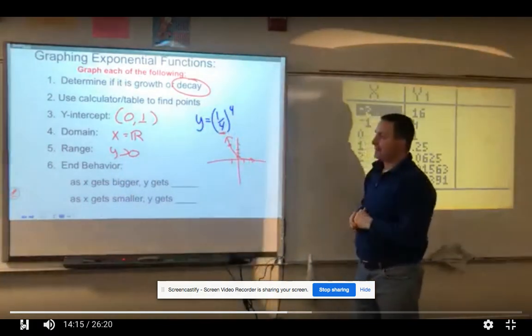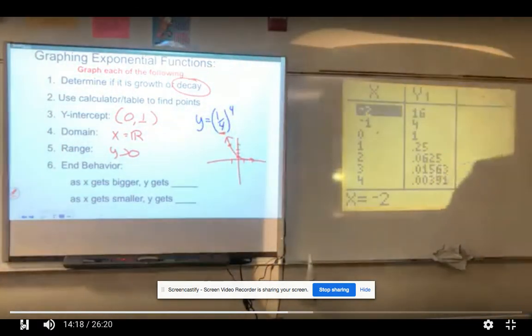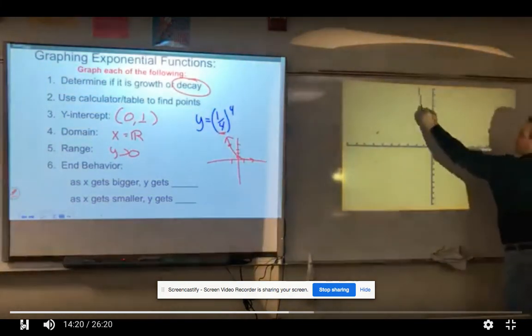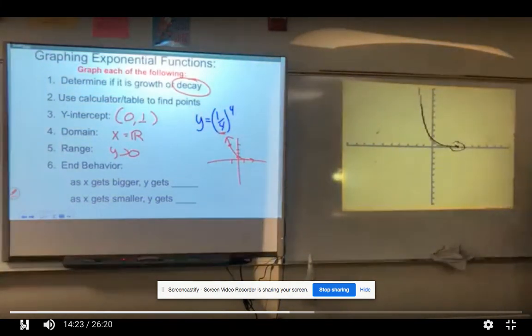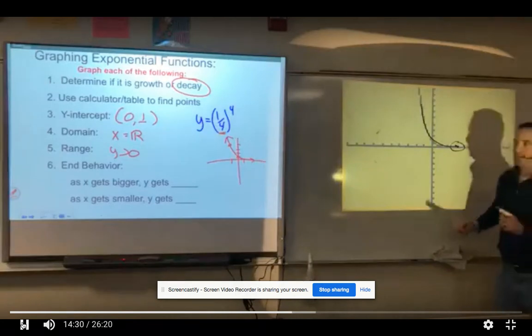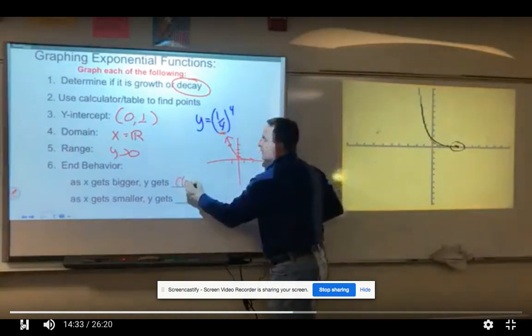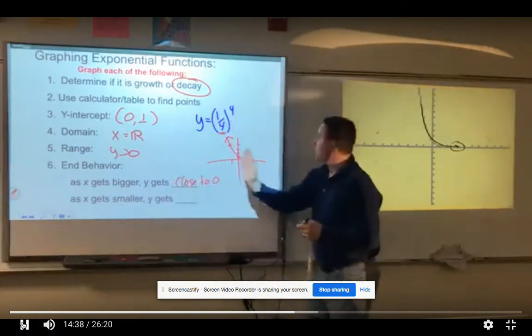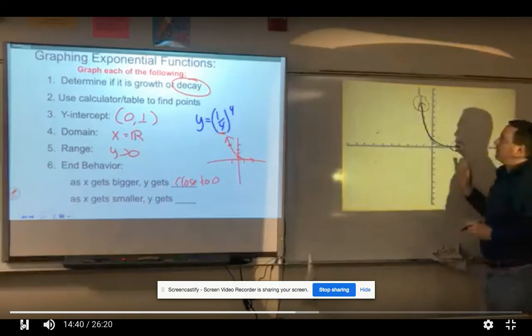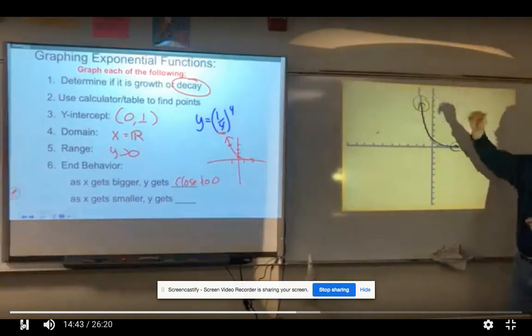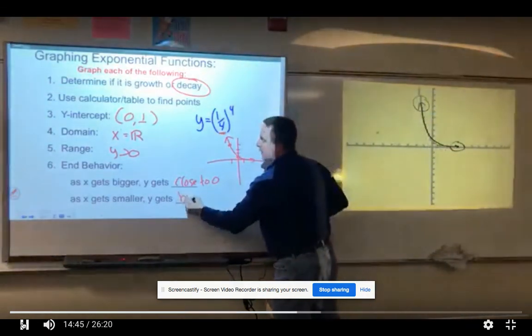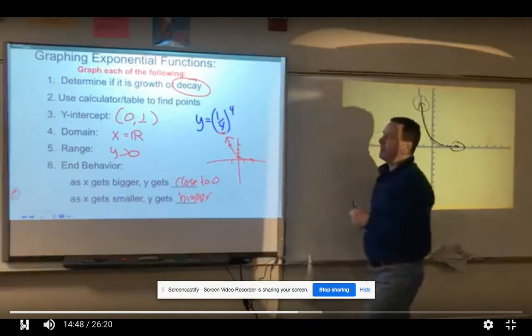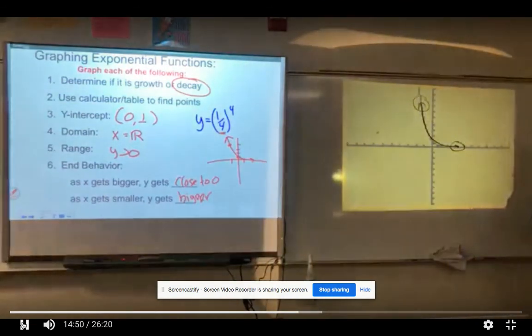And end behavior, as x gets bigger, let me go back to this one for a second. As x gets bigger, as I go here to the right, what's happening to the y values? The y values are getting smaller, but specifically what number are they getting close to? 0. Y gets close to 0. And as x gets smaller, that means as I go to the left on the graph, it's going up, up, up, and the y values are getting bigger. So there's an exponential decay one.